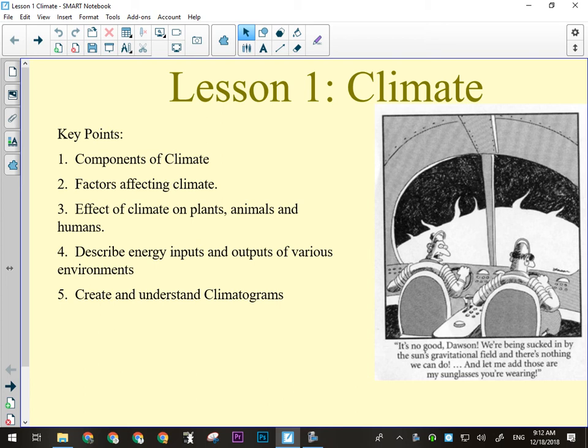Because what we're looking at in this unit is how things work on Earth in terms of energy and matter, and how they interact. So we're taking some of the stuff from the chemistry unit, we're taking some of the stuff from the physics unit, and now we're putting it into a natural world kind of situation.